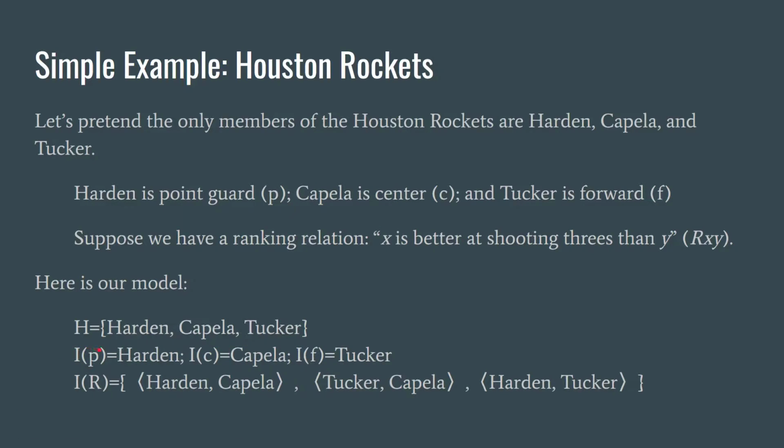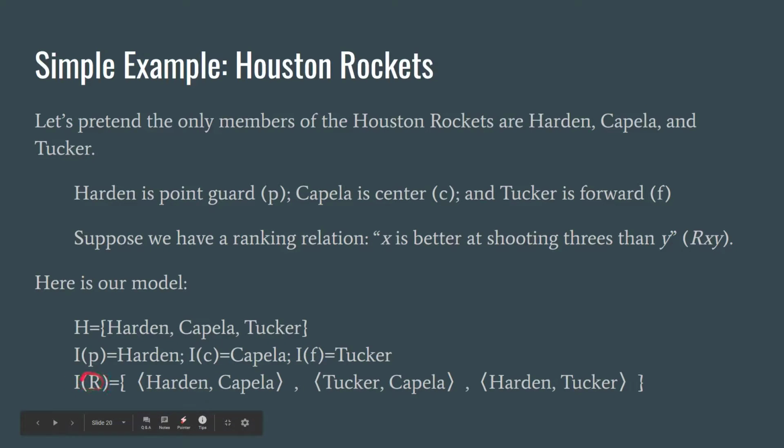We need to interpret the individual constants here in this middle row, and we need to interpret our predicate letters, and we only have one in this case, that's here on the bottom row. Notice our interpretation function takes us from the word point guard to Harden, from the word center to Capella, from the word forward to Tucker.